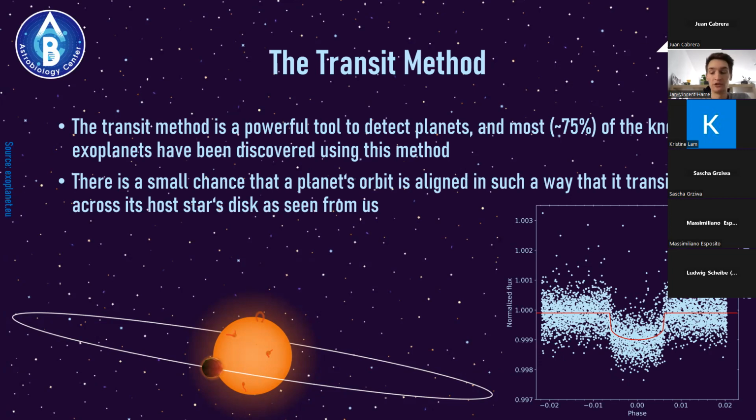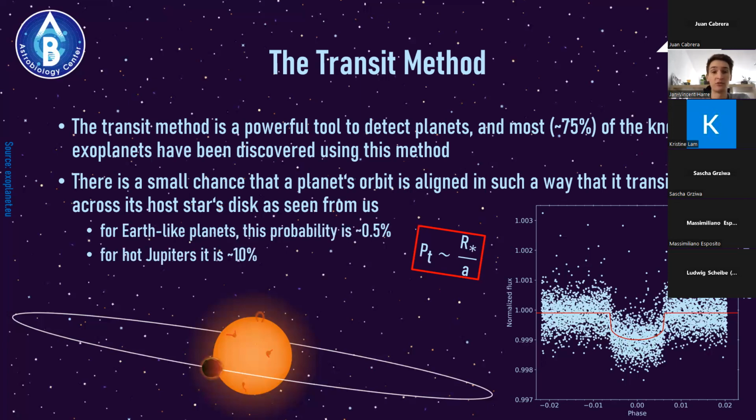And we can also calculate the so-called geometric transit probability, as it's called, which we can estimate by dividing the stellar radius by the semi-major axis of the planetary orbit. So the distance of the planet to the star. And yeah, for Earth-like planets, this probability is around 0.5%, and for Jupiters, it is around 10%.